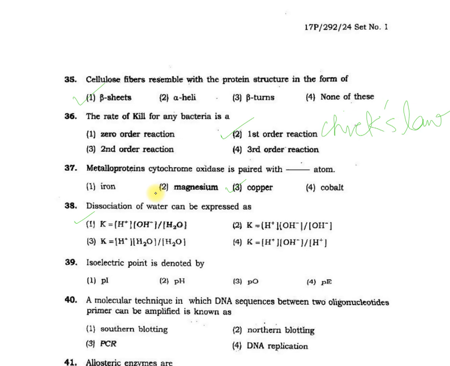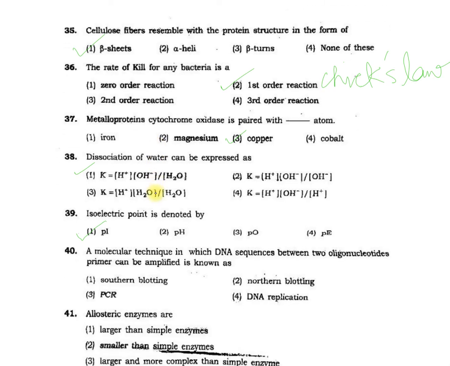Question number 39. Isoelectric point is denoted by, there are different notations like pI, pH, pO and pE. We know that the first option, pI, is the correct one.